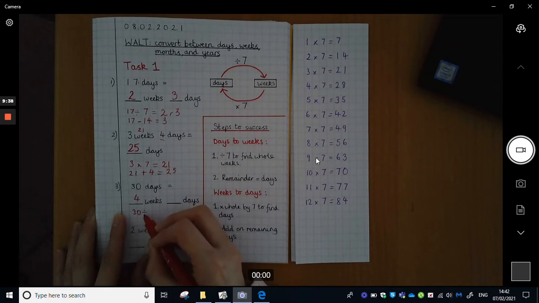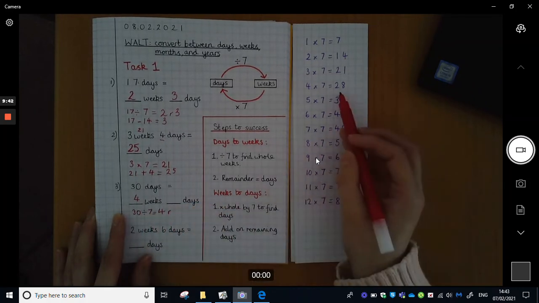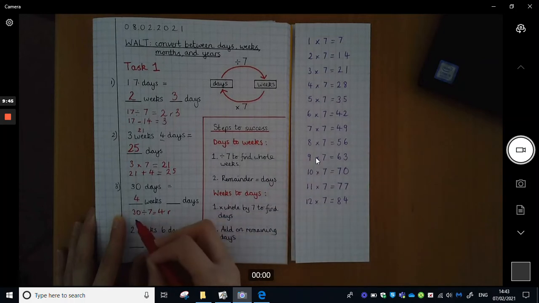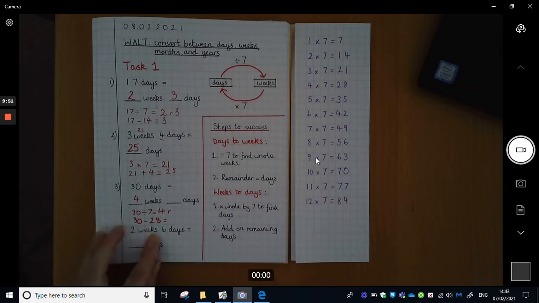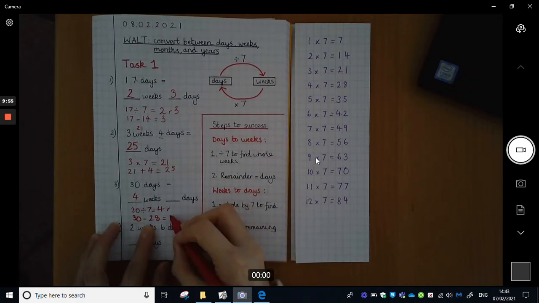30 divided by 7 equals 4. But remember, it's not exact because I was at 28. So I've got a remainder here. So I need to do 30 minus 28. So we can do that in our head. 30 minus 28 is equal to 2.